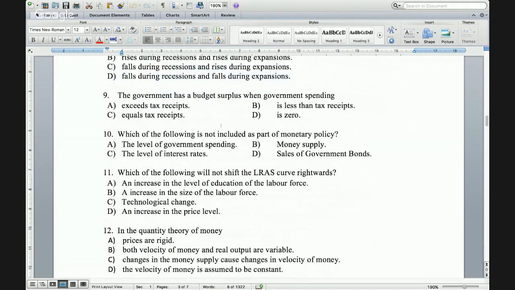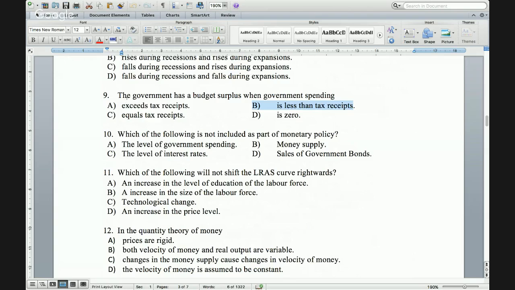Question 9 then. The government has a budget surplus when government spending... Governments either have what's known as a budget surplus or a budget deficit. A budget surplus typically occurs when spending is less than the revenue that the governments earn in terms of tax receipts. Government's income is known as their tax revenue, and their expenditure is known as their government spending. So with a surplus, you spend less than you receive. So your answer here is option B. Government spending is less than tax receipts.